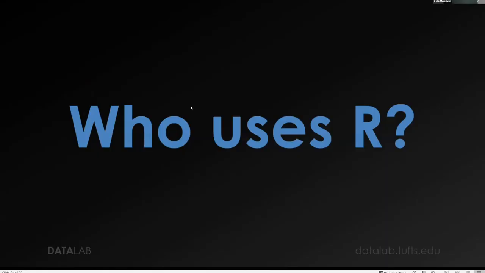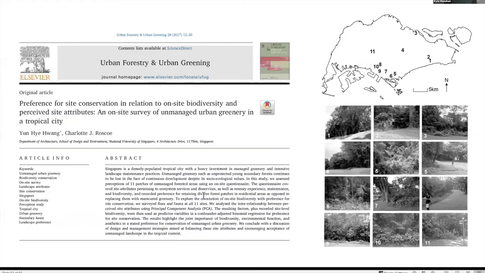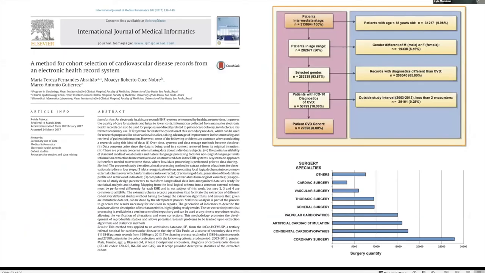All right, so I just want to mention that we talked about this a little bit. There are a wide variety of people who have used R before. This is an example of someone who's used R to do some principal component analysis around site conservation, to try to figure out something about on-site biodiversity and how people perceive this in the Singaporean context. That whole process was done in R. Same thing here, we have an electronic health record system and extracting out cardiovascular disease records. This was also done in part in R.